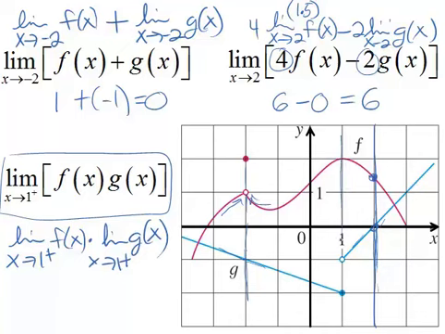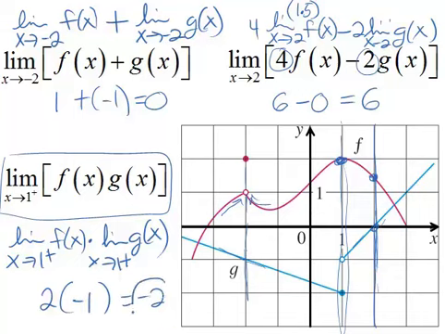So let's go ahead and approach 1. First of all, we'd approach from the right hand side f of x, and it looks like we approach a function value of 2. And then we're going to multiply that by, here's g of x, and as we approach 1 from the right hand side, we approach a function value of -1. So our final answer for that one is -2.